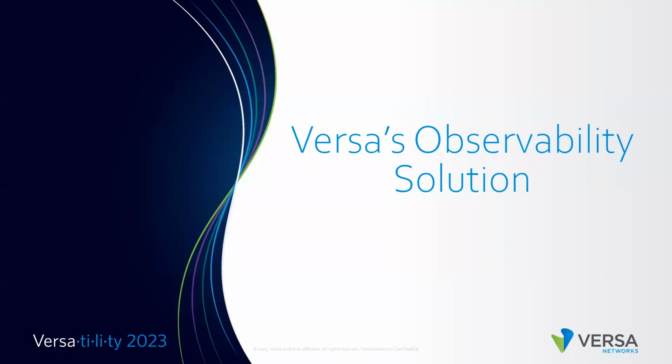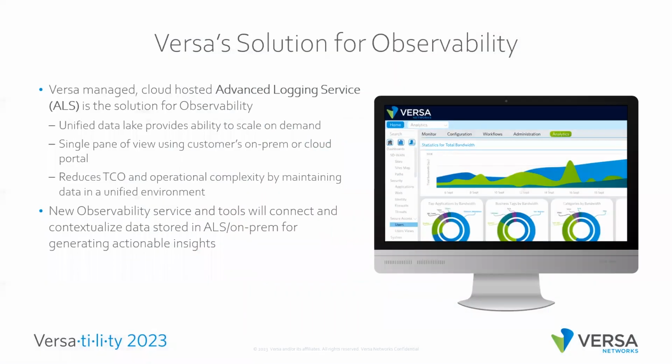Now let's look at Versa's observability solution. So for implementing observability, Versa has a managed cloud-hosted advanced logging service. What it provides is a unified data lake which can scale on demand, which can provide a single pane of view and reduce complexity for operators by maintaining all of this data in a unified environment. Versa will be providing a new observability service which uses this data that is stored in all this local as well as your advanced logging service cluster to get actionable insights.